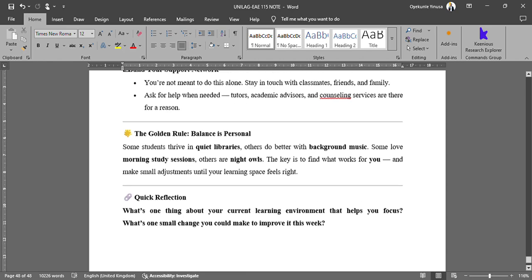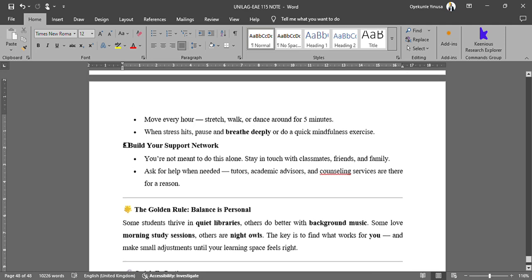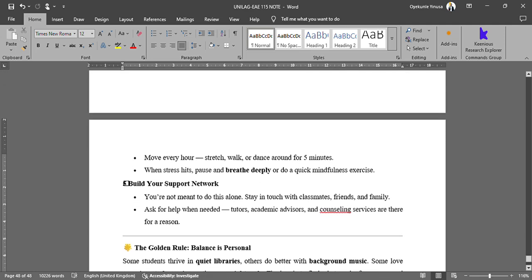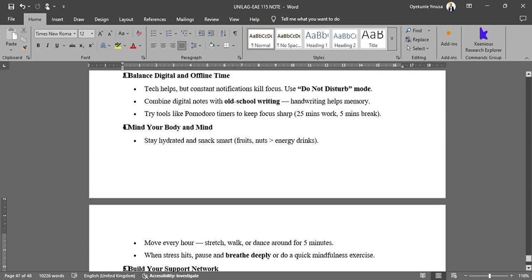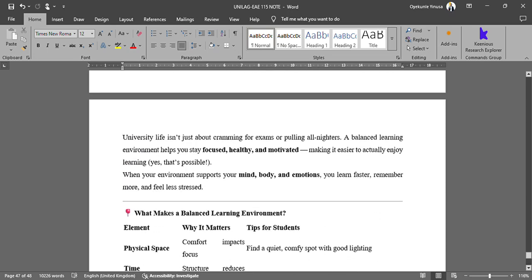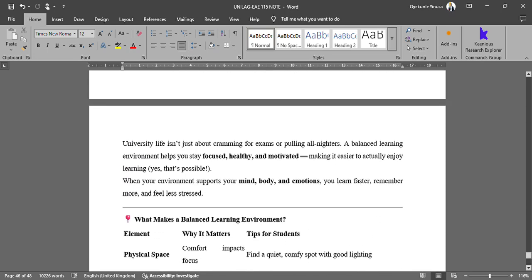I believe you've been able to learn one or two things from self-regulated learning, managing stress, balancing your life, or balancing your academic life in the university.